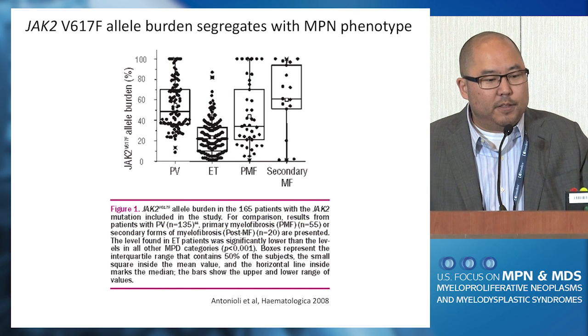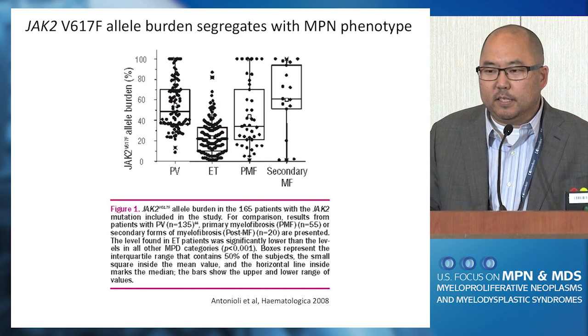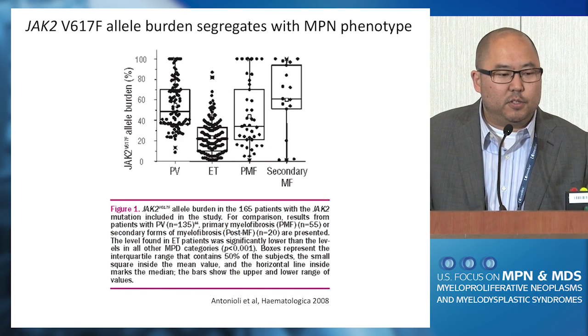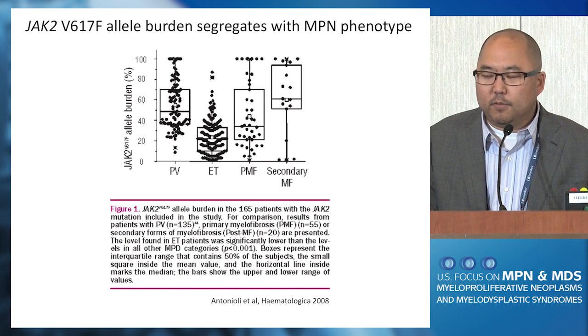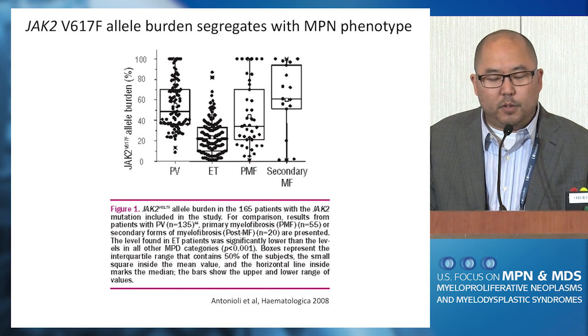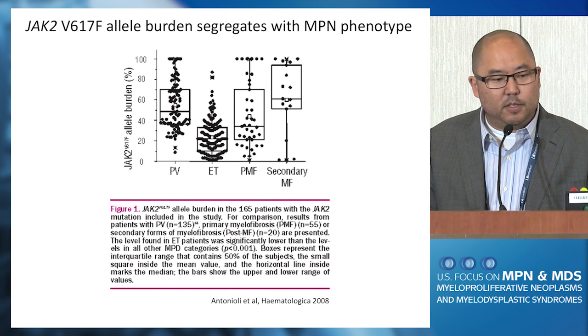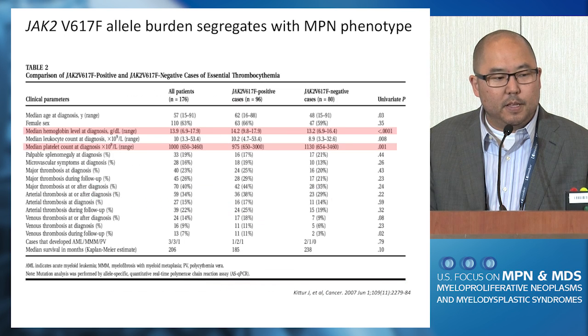To elaborate on this, and Jerry had some slides on this as well, the JAK2 allele burden varies depending on the MPN subtype, and it's thought that could contribute to some of the phenotypic differences we see. JAK2 allele burden tends to be higher in PV, lowest in ET, and a little bit variable in myelofibrosis. So certainly that could be one aspect that contributes to the different clinical phenotypes.